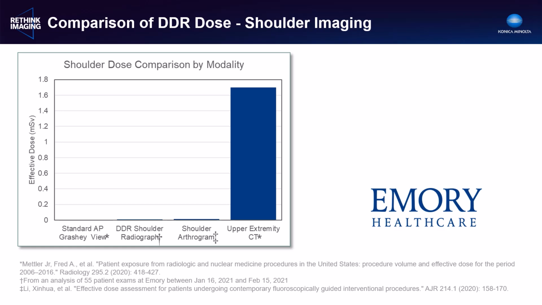As with all X-ray exams, dose is of critical importance. We did an analysis of the technique and incident air KERMA entrance dose for 55 patients receiving shoulder DDR at Emory Orthopedics and Spine Center in the July to February timeframe of last year. The effective dose was calculated and compared to reported values for conventional static radiography, shoulder arthrograms, and CT. As you can see, the dose from a DDR acquisition is very low, comparable to a standard X-ray, and much less than fluoroscopic arthrograms and CT.